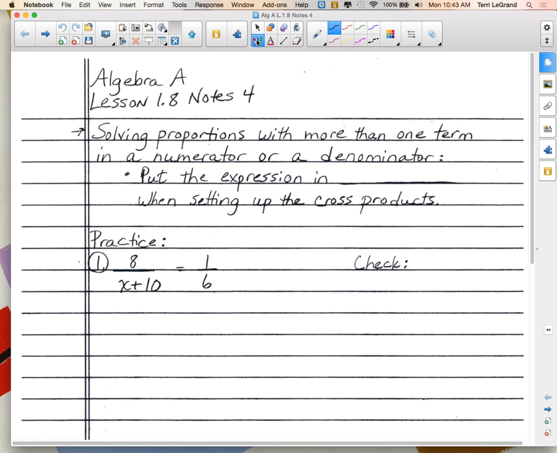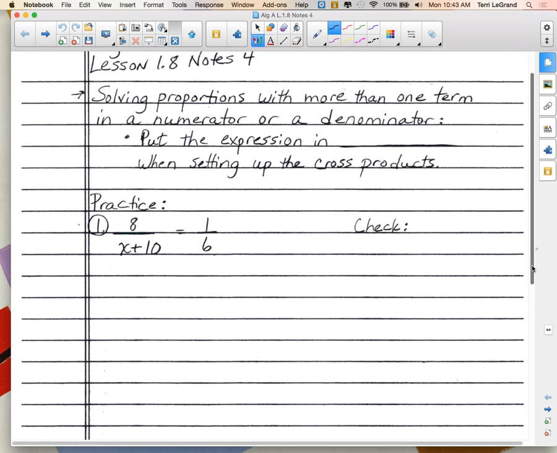So today you are going to do check problems to make sure that you have a good solution, because today it's not going to be quite as obvious whether you have a good solution or not. The reason these are a little different is we are going to be solving proportions that have more than one term in a numerator or a denominator. In other words, it isn't just going to be one number or one variable. There might be something being added together or subtracted in either a numerator or a denominator.